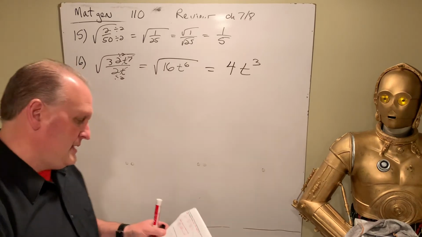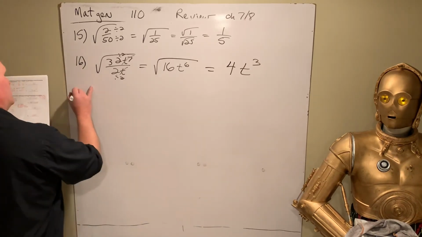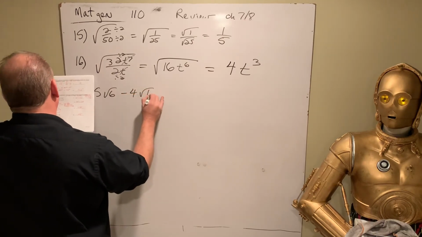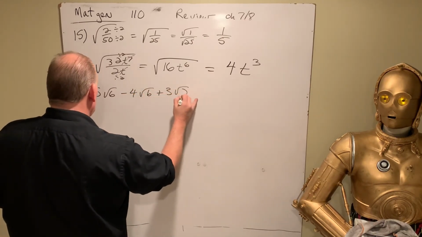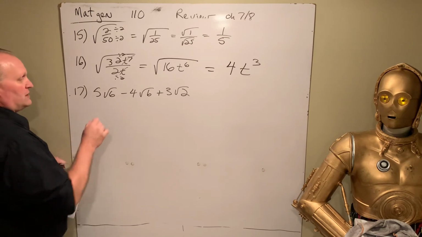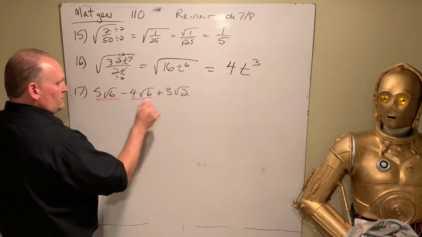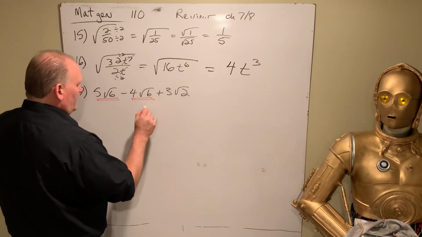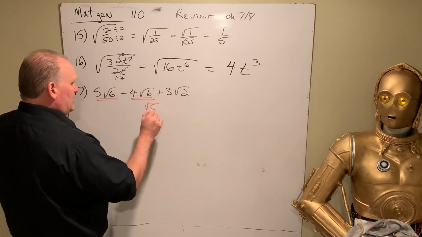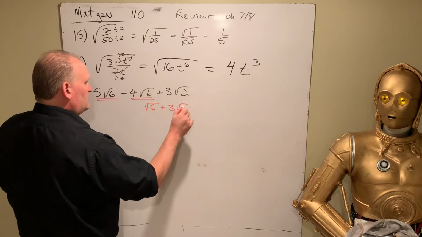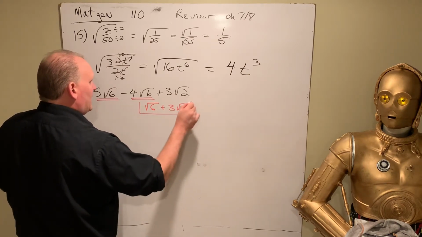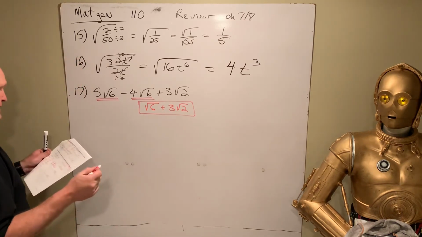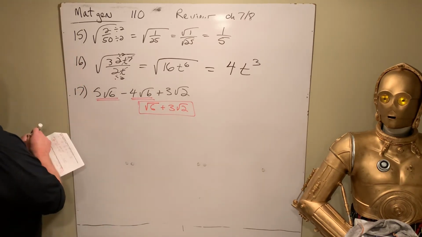All right, let's do the last 4. 17 is 5 square roots of 6 minus 4 square roots of 6 plus 3 square roots of 2. So remember how this works. Like terms can be combined. 5 minus 4 is 1, but we don't put the 1 there ever, so that's the square root of 6 plus 3 square roots of 2. That's it. You can't add those up. You can't break down the square root of 6. That's it. 2 terms.